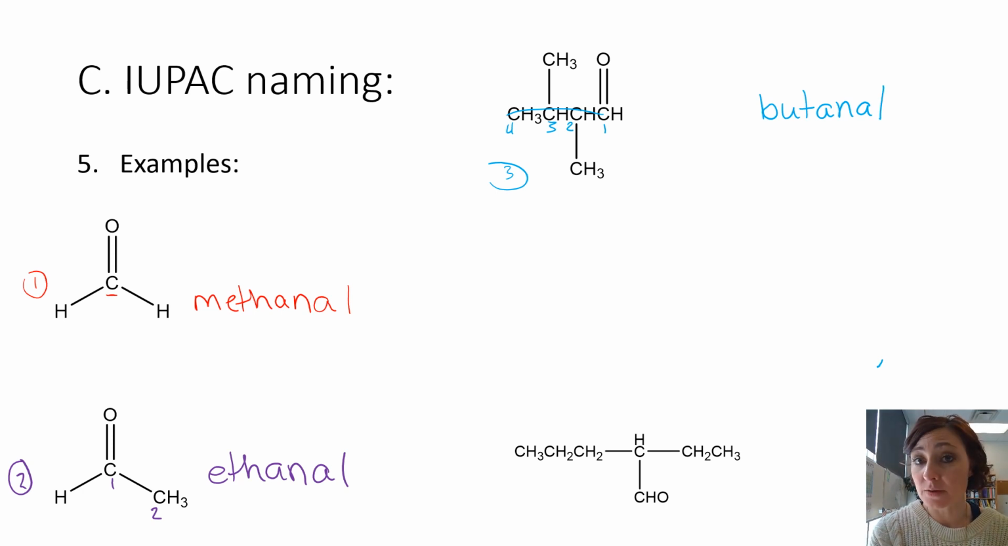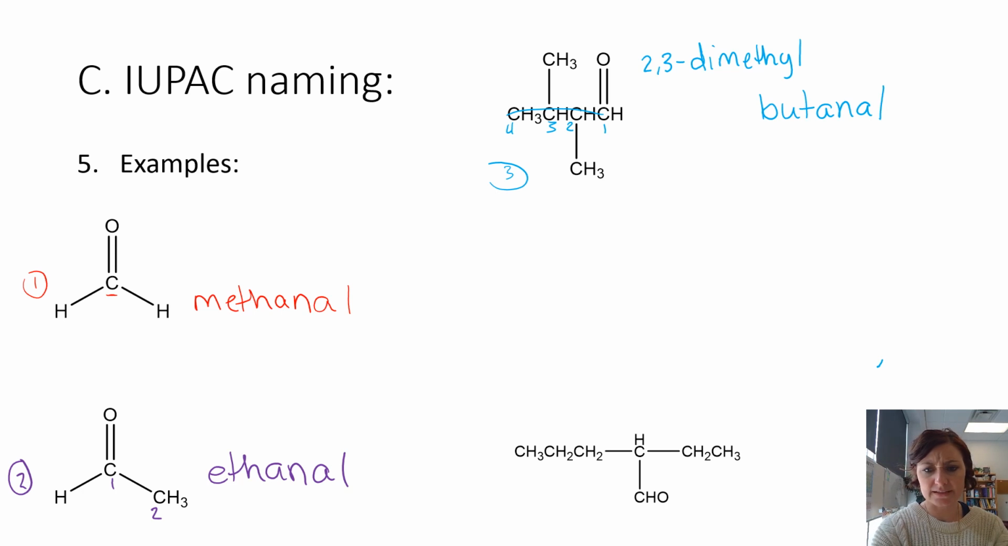And we do not have to number the position of that aldehyde, that carbonyl, because it's always on carbon number 1. But we do have 2 methyl groups. So we have a methyl group on carbon 2 and 3, and I'm not going to have enough room to write that, so I'm going to write it up here. 2,3 dimethyl butanal is the name of this one.